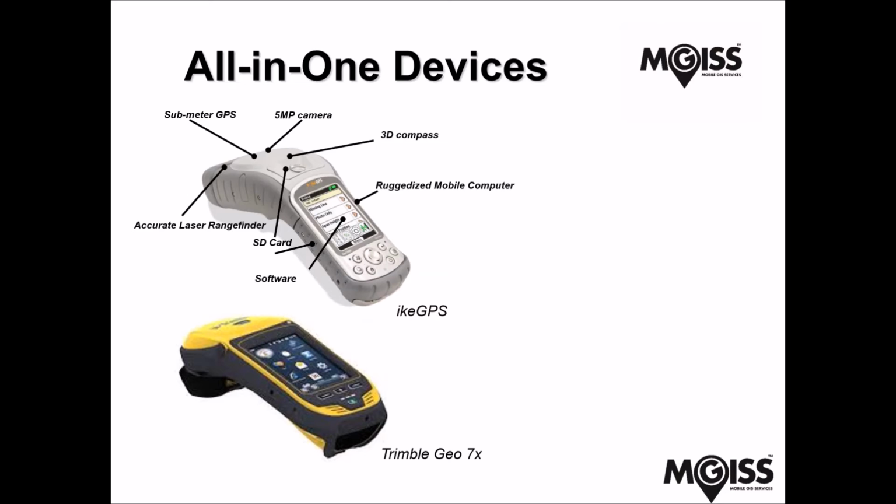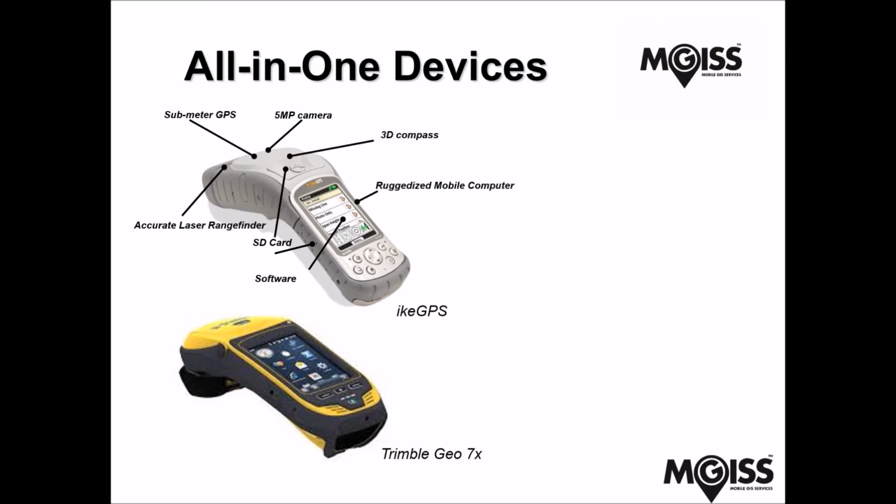Again, we provide and promote a number of different all-in-one devices. So some of the advantages of having an all-in-one device is that you're not having to take separate pieces of equipment in the field. They are very fit for purpose, and more often than not now they're incorporating both a high accuracy GPS receiver, camera, laser rangefinder, and software in a single device.